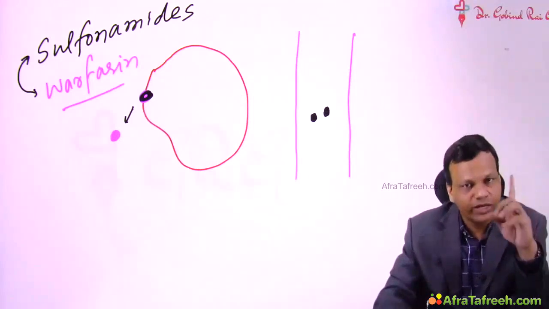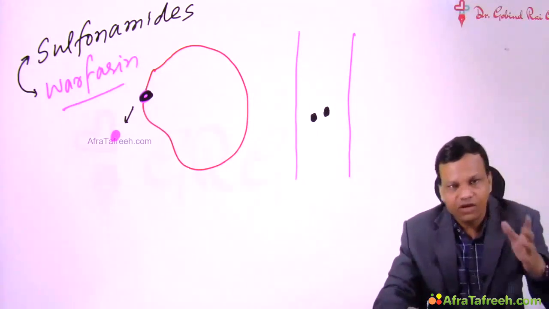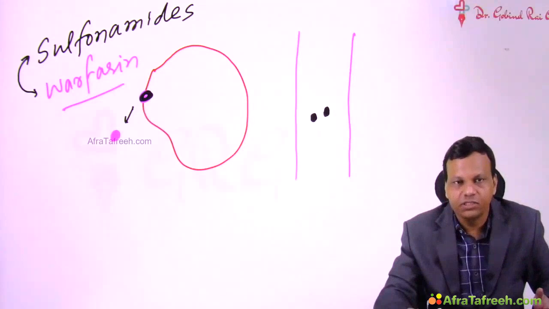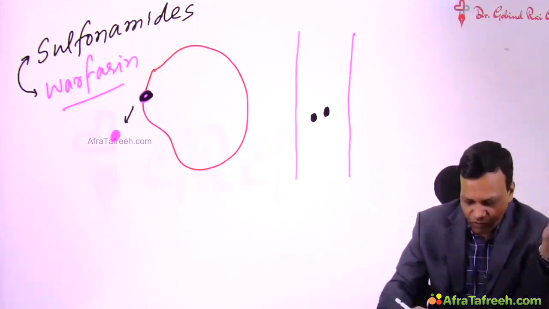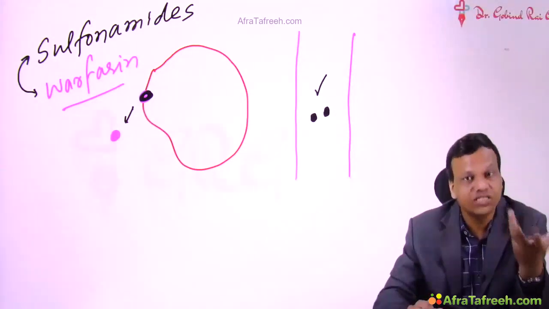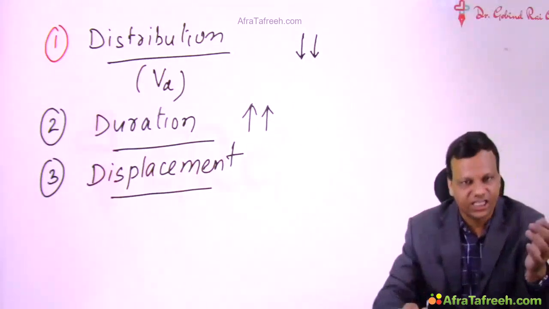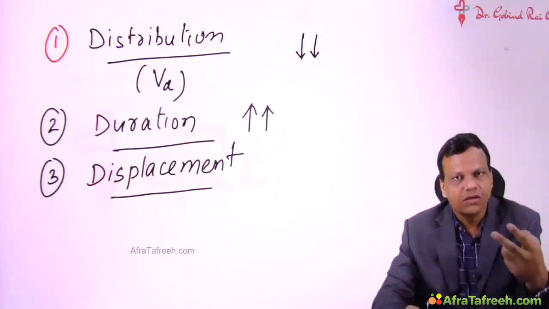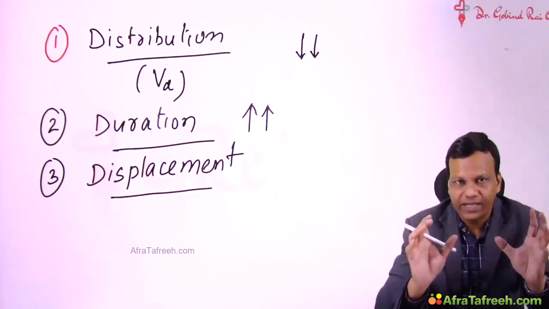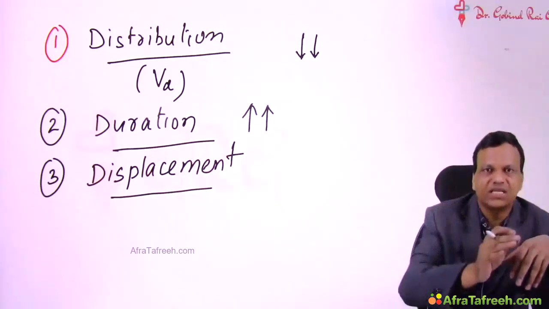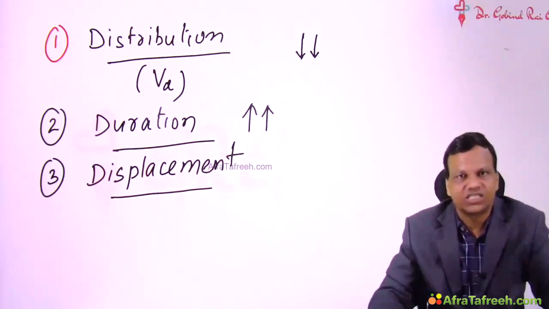Now you understand, only one molecule has become free, but what happened to the free concentration? It has become double. So the effect of warfarin will become double. It can lead to toxicity. This type of interaction is called a displacement interaction. If we give two drugs, both with high plasma protein binding, then one drug may displace the other drug and that can lead to toxicity.